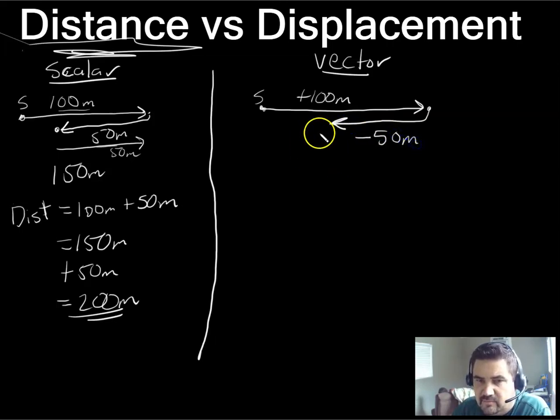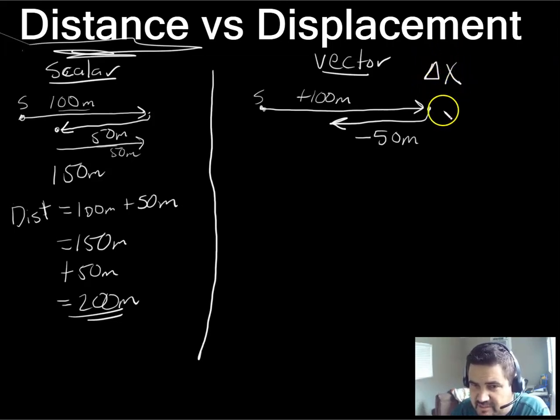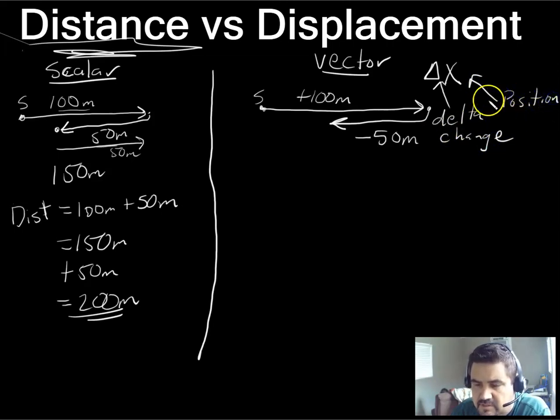And somebody says, what is your displacement? Well, displacement is often called delta x. And delta just means change, and x is your position. So change in position. This symbol right here, the triangle, is called delta, and it means change. And then x means position. So change in position.